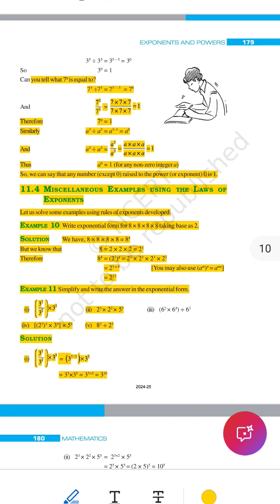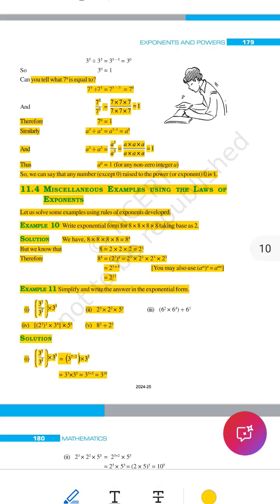Type 1 rule: zero exponent rule. Any non-zero number raised to the power 0 is always 1. Formula: a^0 equals 1 as long as a is not 0. Examples: 5^0 equals 1, (-100)^0 equals 1, (-3)^0 equals 1, x^0 equals 1 if x is not 0. But 0^0 is not defined, it is undefined.